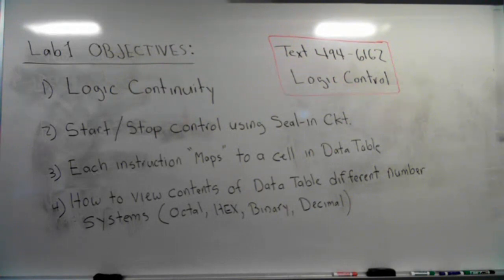The data table actually stores binary information, but using the radix function, you can control how you view the data. You can view it in hex, you can view it in octal, you can view it in decimal, but it's stored in binary. So those are the main objectives.